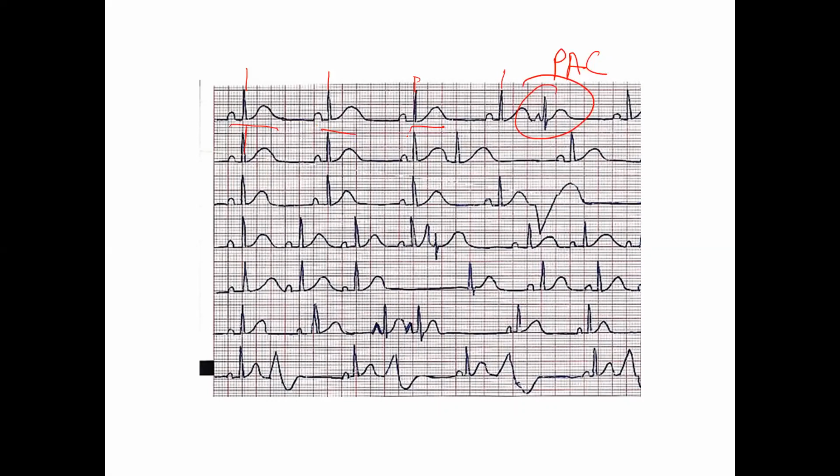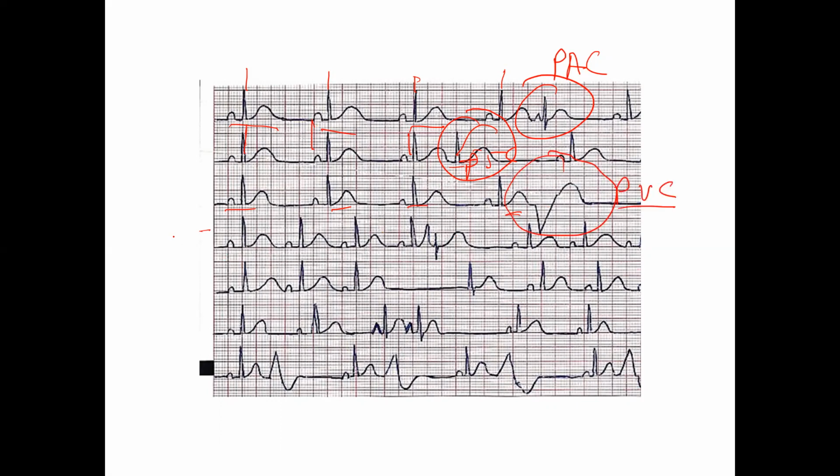Normal, normal, quick, pops up there. So this would be a premature junctional contraction. And this one, 3 normals, 4, 5, and then you have a ventricular. So this would be a premature ventricular contraction, PVC.